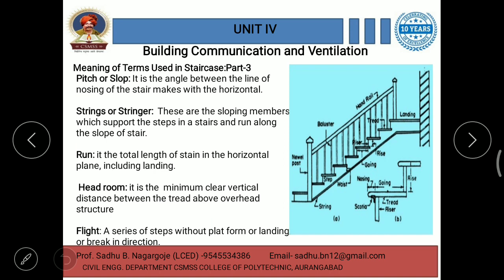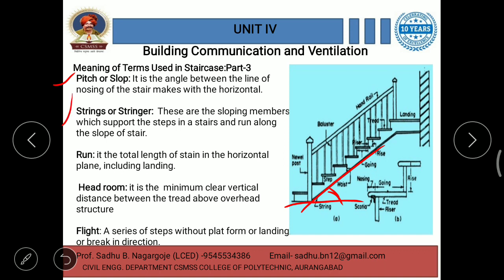Then next, some more important terms are pitch or slope. It is the angle the line of nosing of the stair makes with the horizontal. Simply, this is our slope or pitch. Horizontal to the incline, that is pitch or slope.